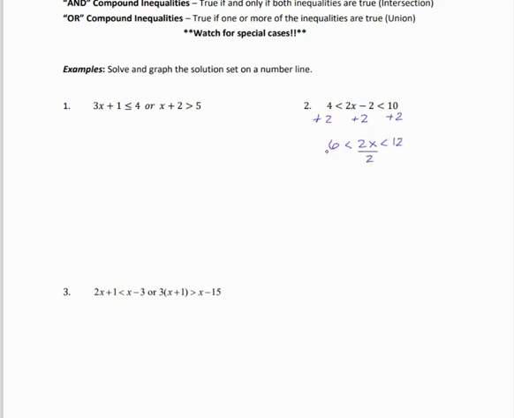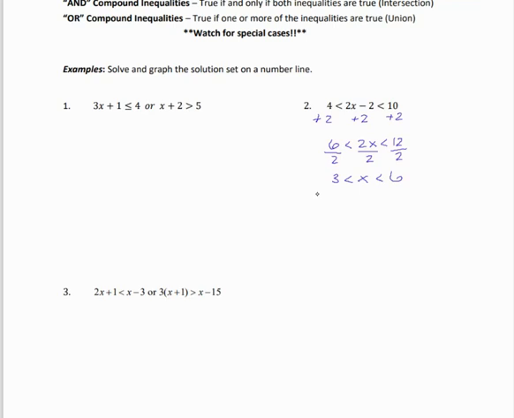Continue on, divide by 2. And we get the following. Okay, so let's understand what that's saying. What is that saying? That's really saying x is greater than 3, right? I'm opening up to the x, so x is greater than 3 and x is less than 6. And is that a possibility? Can I be greater than 3 and at the same time less than 6? Yes, right? 4 is greater than 3 and at the same time less than 6. So this answer does work.